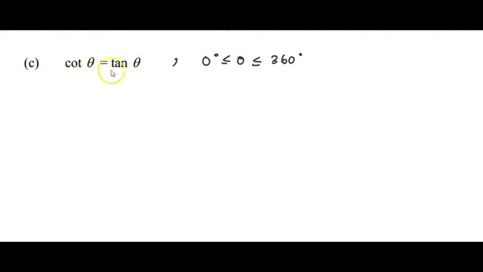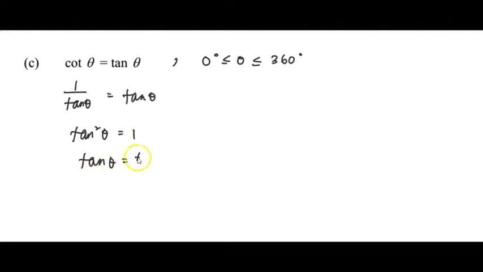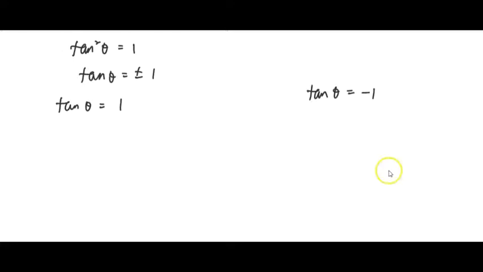So for cotangent theta equals tangent theta, I'm going to rewrite my cotangent theta as 1 over tangent theta. And then both sides multiplied by tangent theta, I got tangent square theta equals 1. And I have tangent theta equals positive negative 1, which gives two sets of solutions. That is tangent theta equals 1, and another set is tangent theta equals negative 1. So again, a similar method we are going to apply. Find the basic angle from the arctangent of 1, which is equal to 45 degrees.